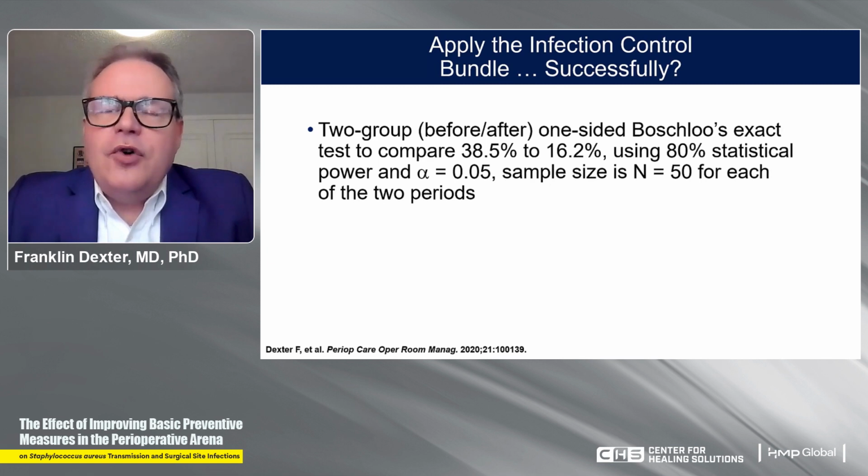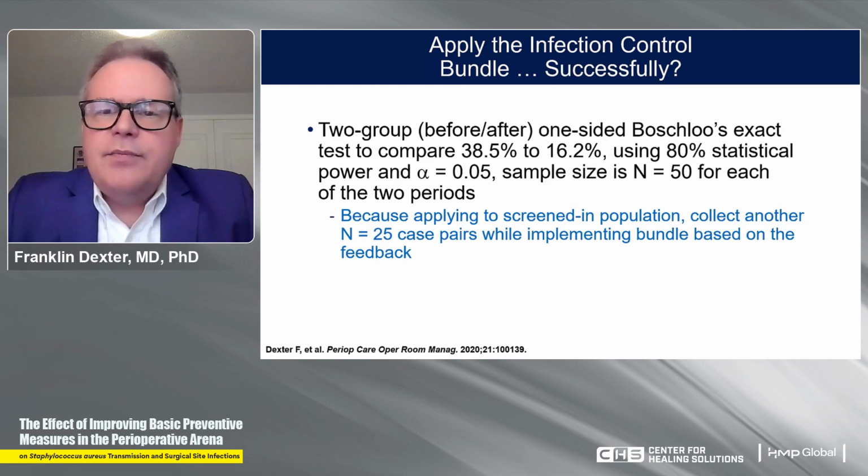From the results of the first 25 case pairs, you have substantial Staph aureus transmission. Then you apply the basic preventive measures from the randomized clinical trial that you're not doing now, because that's why you have substantial transmission. How many case pairs do you use to know if you've made improvement? That's going to be 50 before and 50 after.